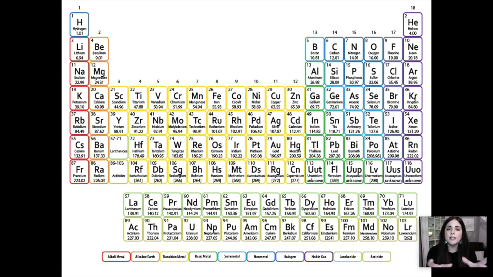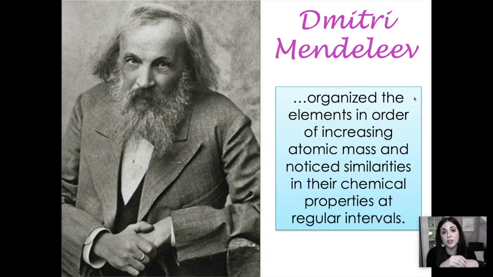So the periodic table isn't just put together this way to make everybody's lives miserable in high school chemistry. Every element has its own home based on a very specific reason. And this all comes down to who discovered this, which is Dmitry Mendeleev back in the 1800s back in Russia. So there's a picture of Dmitry Mendeleev, and he was the first one who organized the periodic table, and he organized it by increasing atomic mass.